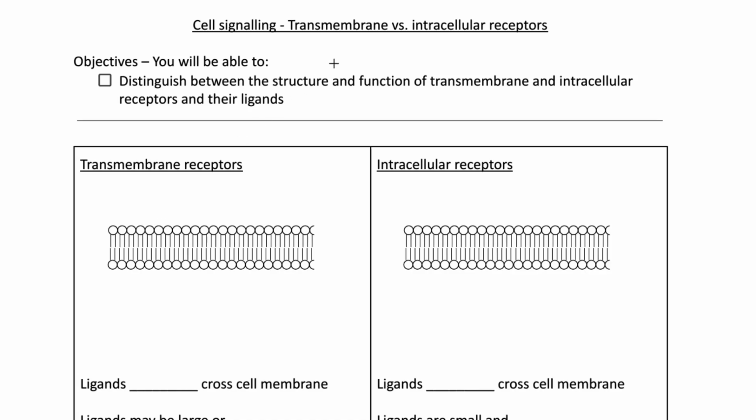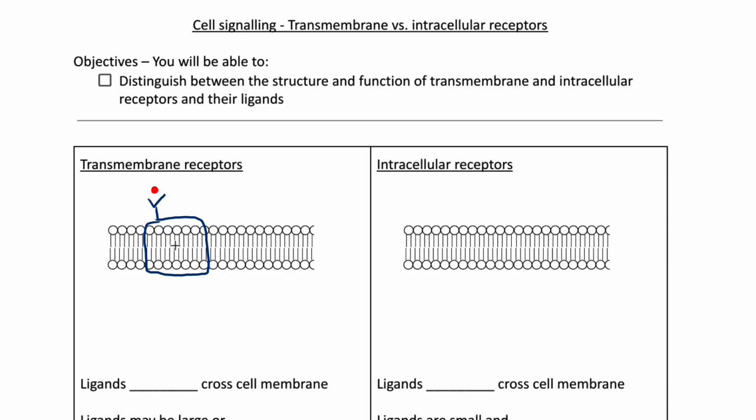In this lesson, we're going to contrast transmembrane and intracellular receptors. So first, transmembrane receptors, as their name indicates, span the membrane. So if at the top here, this is the outside of the cell and this is the inside of the cell, a transmembrane receptor spans the membrane like this and has a region on the outside that will bind the ligand, which I'm going to draw here in red.